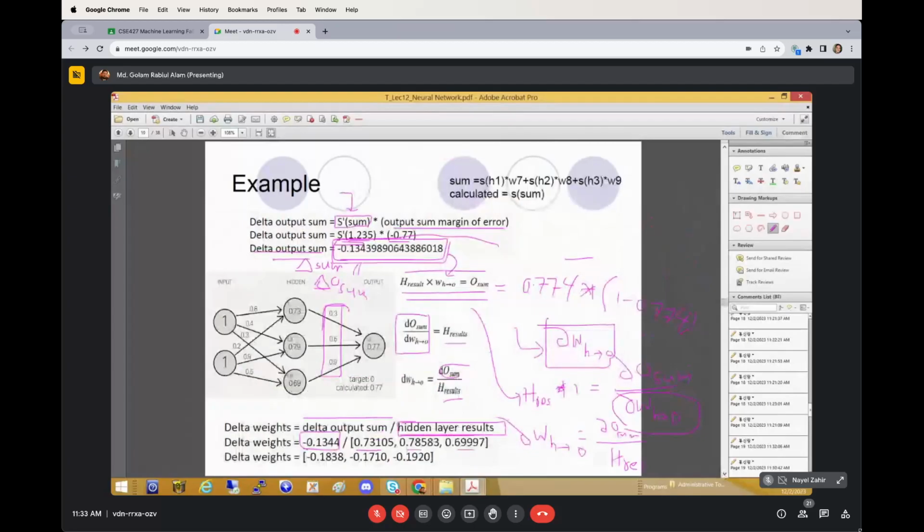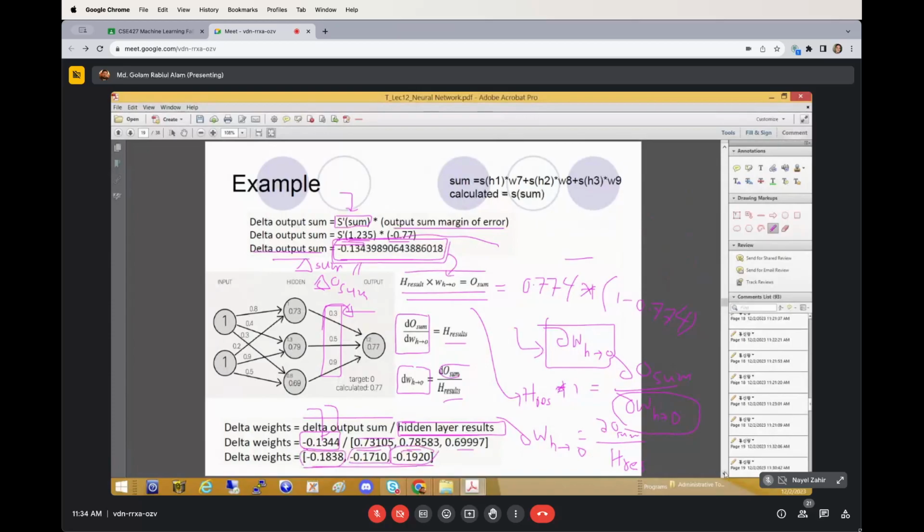And now we can see the delta weights. It will be this one divided by this value, and similarly this one divided by this value, and this one divided by this value. So we will get these values, and these are our delta weights. The delta W of hidden to output units has three elements, W7, W8, and W9. W7 will be updated by this value, W8 will be updated by this value, and W9 will be updated by this value.